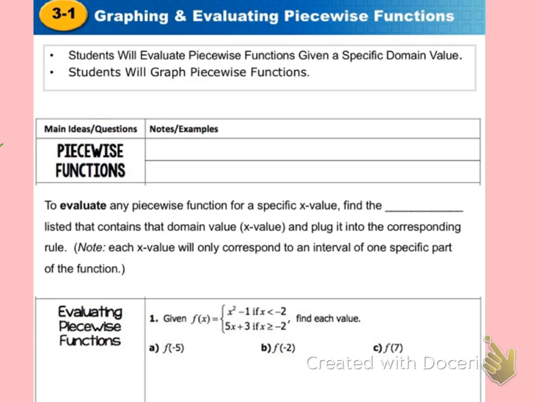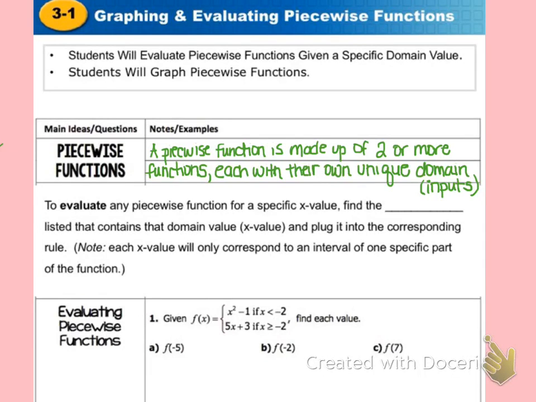So in the lesson today, we are going to be looking at graphing and evaluating piecewise functions. Let's find out right away, what is a piecewise function? A piecewise function is a function that is made up of two or more functions, each with their own unique domain or inputs.